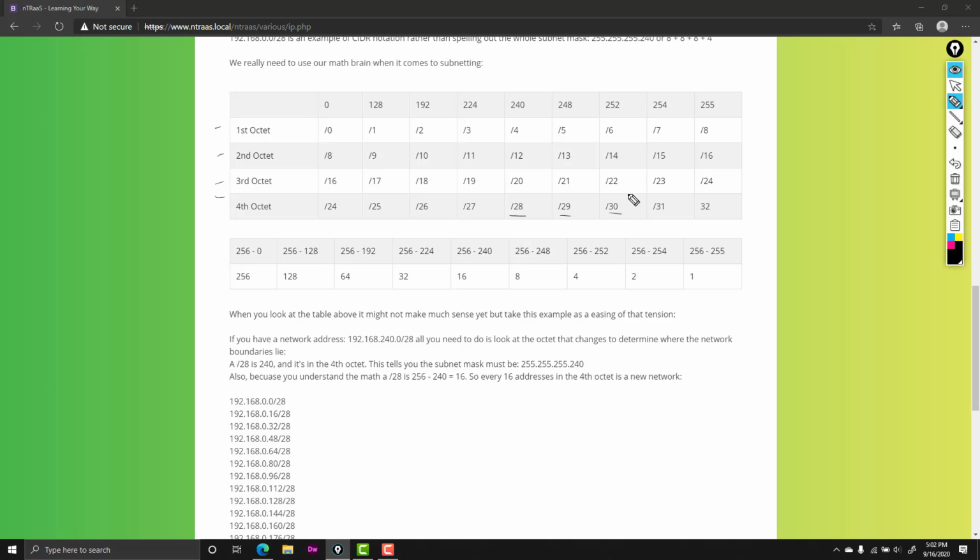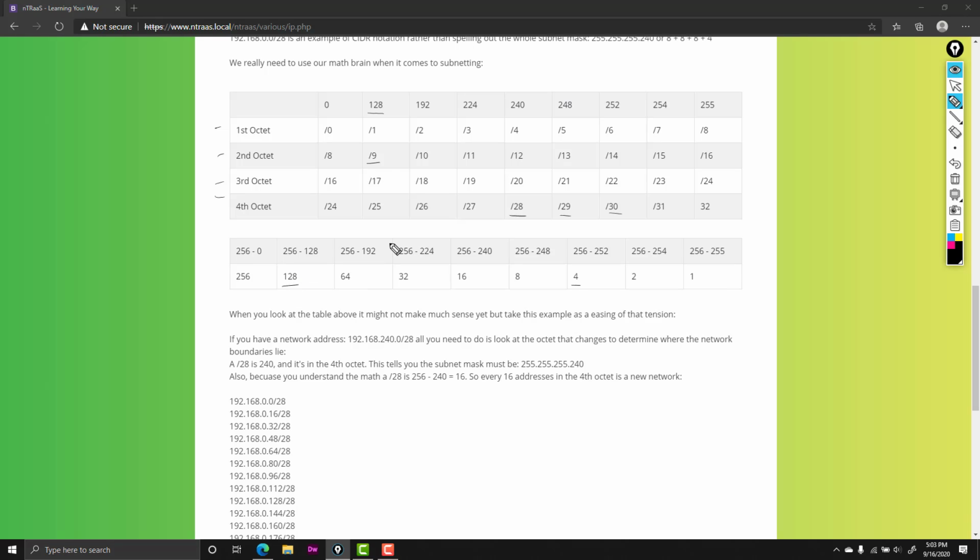If someone tells you it's a /30, you'll know that it's a 252. From 252, you'll notice that there are 4 addresses available. If you come over here and do a /9, you'll know that that is a 128 in the second octet. By doing the 128, you'll notice that it's every 128 in the second octet that gives you a new network.